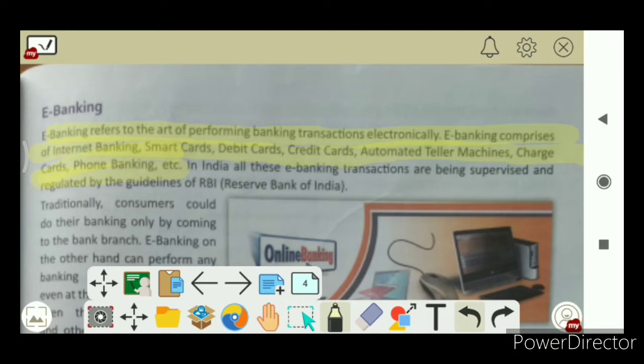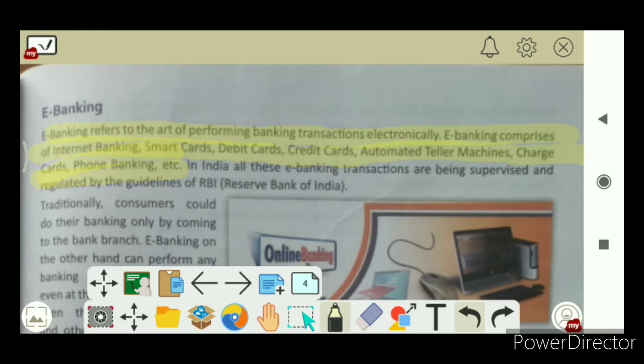So here, when you do banking activities online on the internet, then this is known as e-banking. That is why here it has been written that e-banking refers to the art of performing banking transaction electronically. It means you can do banking transactions online, over the internet, electronically, and this art is known as e-banking.